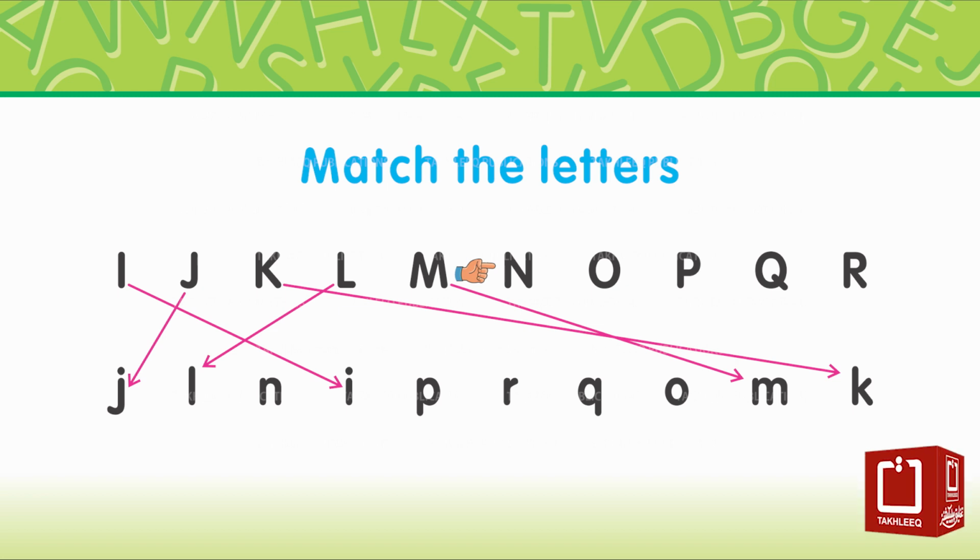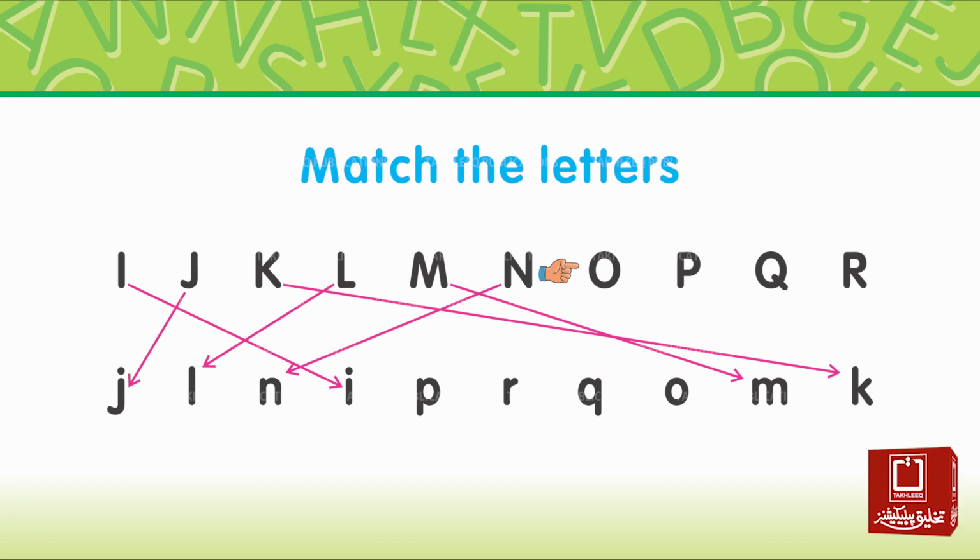This is capital letter N. Now we search small letter N in the second row. J, L, N. Yes, this is small letter N. So we match capital letter N with small letter N.